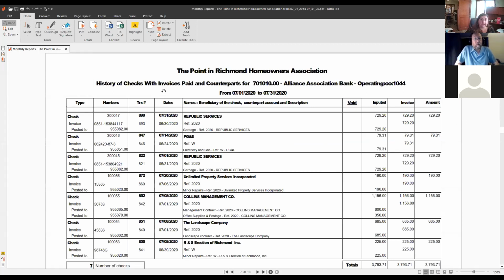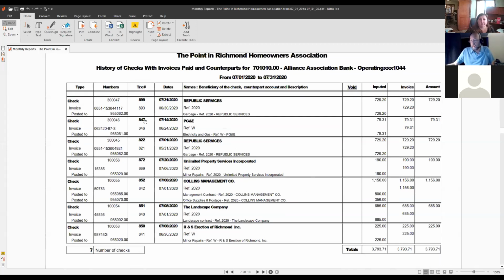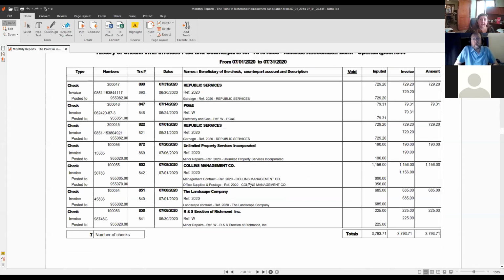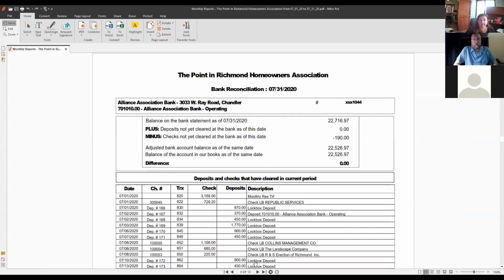The next page is our history of checks. So these are all of the checks that were written for the current month, and it gives you a summary of who the check was written to, where it was coded, and any other details that the manager might have put as far as notes. So they might have put minor repairs, they might have put something specific. If it were for a specific unit number or something like that, then the notes would be included here. And then the breakdown of what the expense line items were as well.